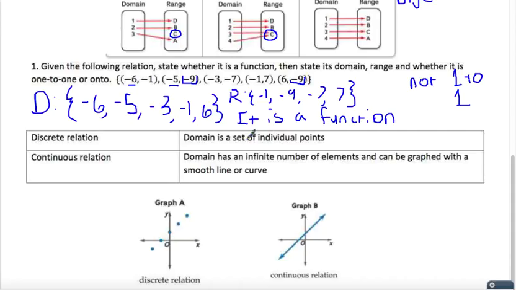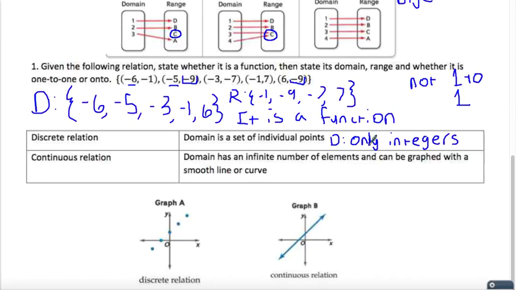So there's a couple of different kinds of relations we can deal with. We can have a discrete relation, which means the domain is just a set of individual points. Or in fact, it could be like if the domain of a function were only integers. Because remember, integers are -1, -2, -3, and also the positives, but no fractions, no decimal numbers. So this would be discrete because there's always space between each element in the domain.